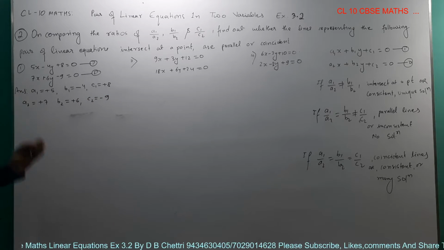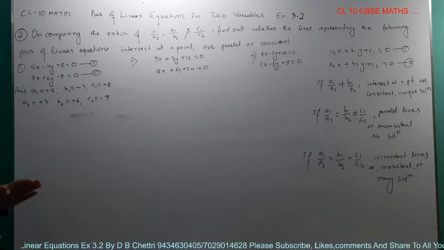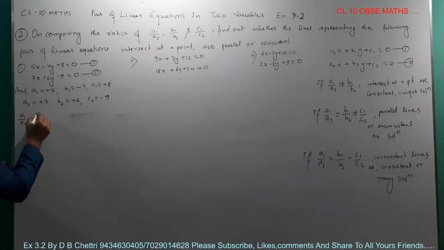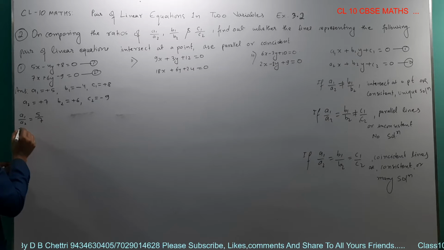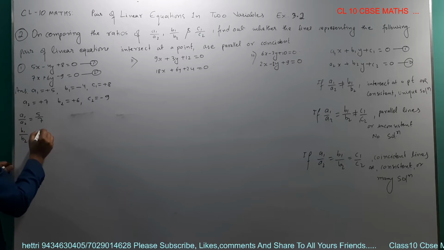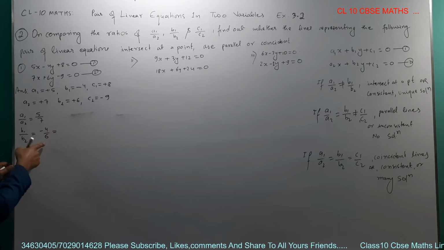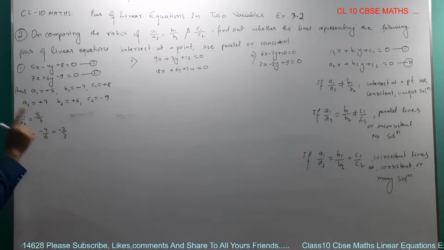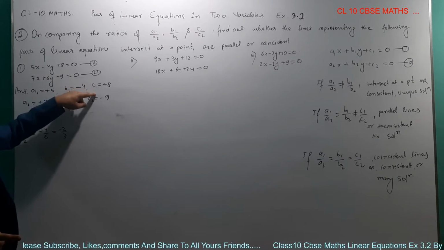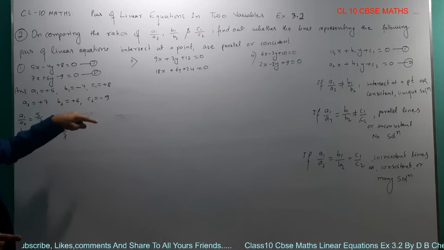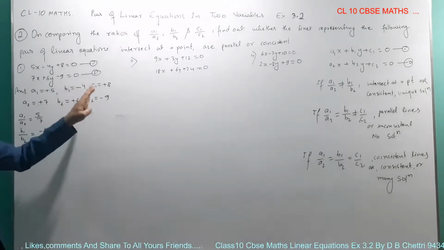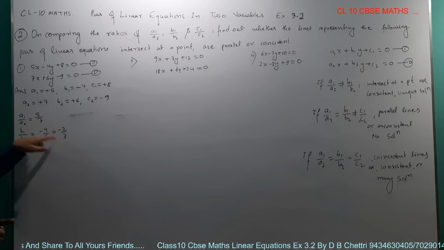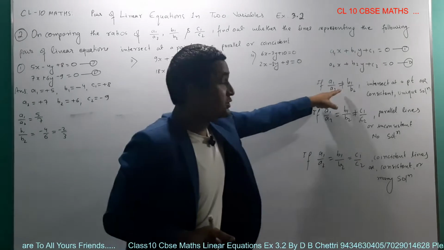Now after getting the values of a1, b1, c1, a2, b2, c2, get their ratios. The ratio of a1 by a2 is 5 by 7, then b1 by b2 is minus 4 by 6. We can cancel the common factor, giving minus 2 by 3. Now check these ratios. If they are the same, then only find the ratio c1 by c2; otherwise there is no need to find a third ratio. Now these ratios, 5 by 7 and minus 2 by 3, are not the same. If they are not the same, then we will write the ratio in this form.